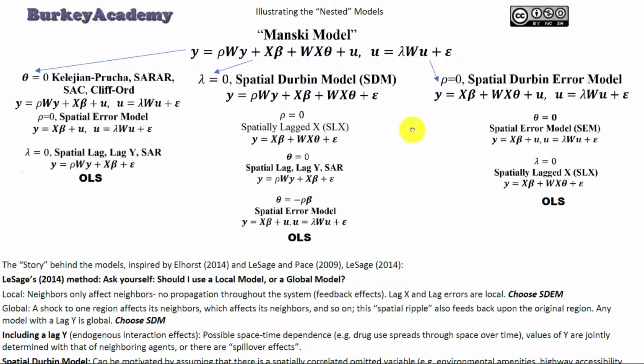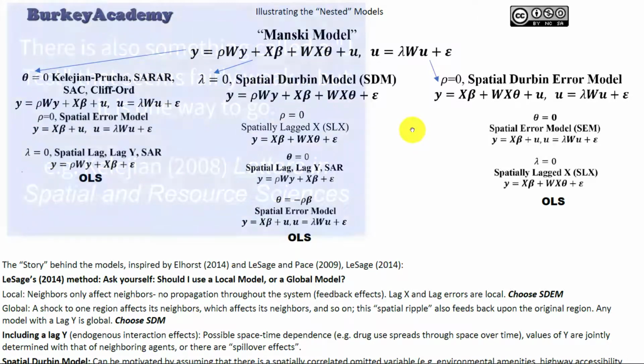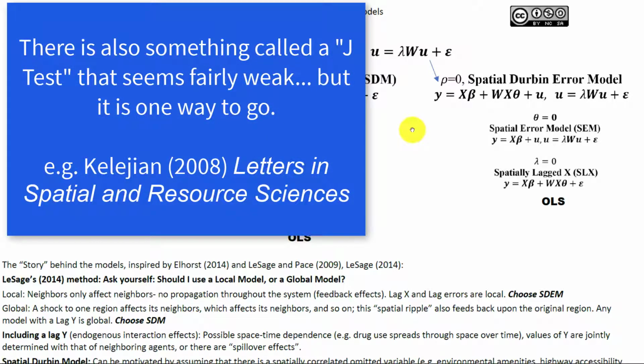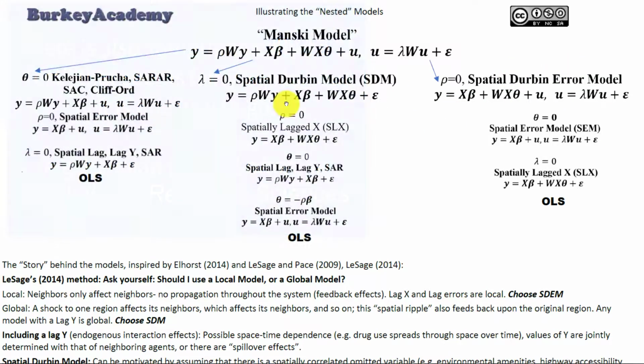Now here is a problem though. What if you had no idea? What if you just racked your brain and you could not decide whether you had a local or a global process? Well, there's not a lot of great ways to test that. There are some Bayesian methods. You could compare the Spatial Durbin model to a Spatial Durbin Error model using some Bayesian methods, and it would tell you which model is more probable to be correct.